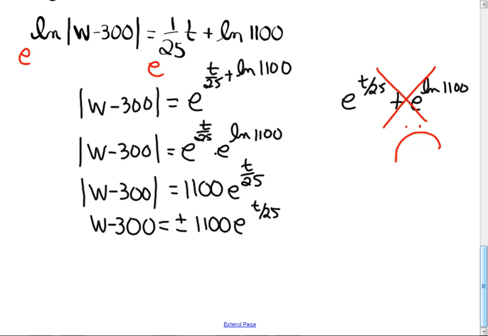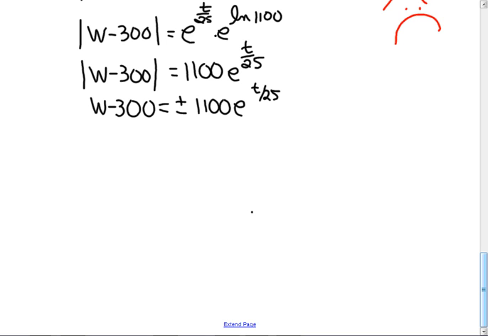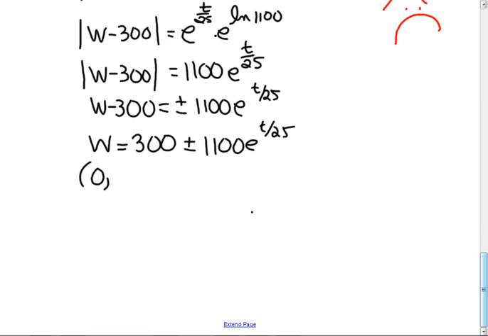So solving for w, you're now going to have to decide, is it the plus or is it the minus? And you have to go by the initial condition. Sometimes it's the minus, even though you think it's not going to be. It's 300 plus or minus 1100 e to the t over 25, and it's got to go through 0, 1400. So do I want the plus or the minus? Plus. I would say more often than not, it's going to be the minus. So make sure you check that because they're trying to get you.